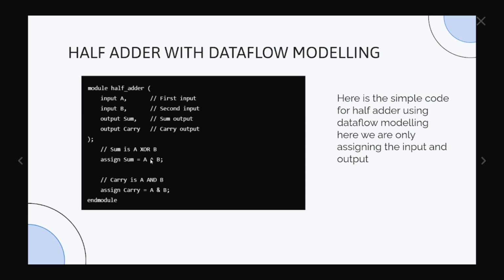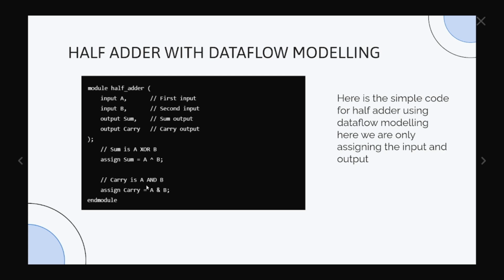So here this operator is represented as XOR. In VHDL, as we know, we just write XOR between the variables, but here in Verilog we have to give the symbolic representations. So same for the carry. As we know, carry is A AND B. We are going to assign carry equal to A AND B, and we are ending the module.